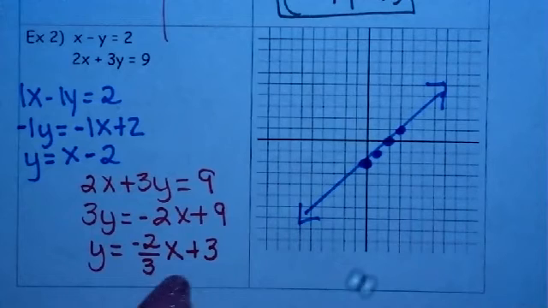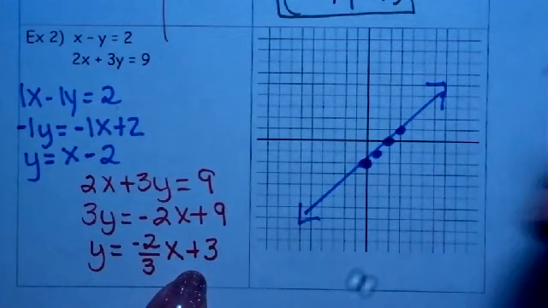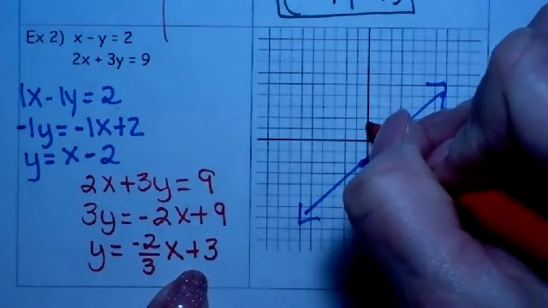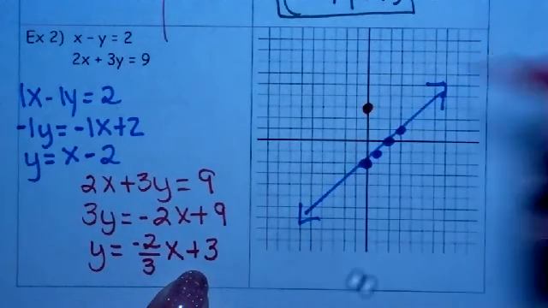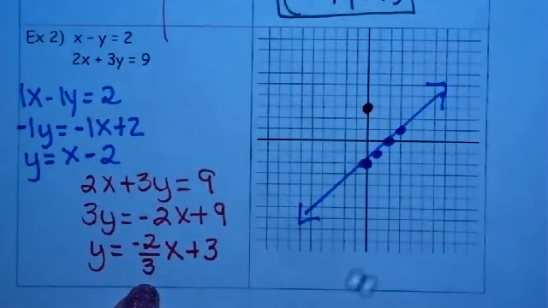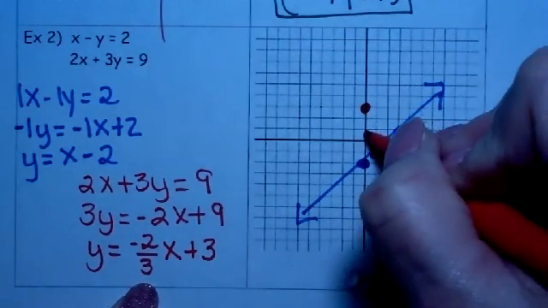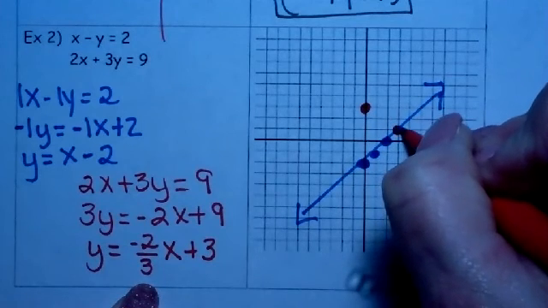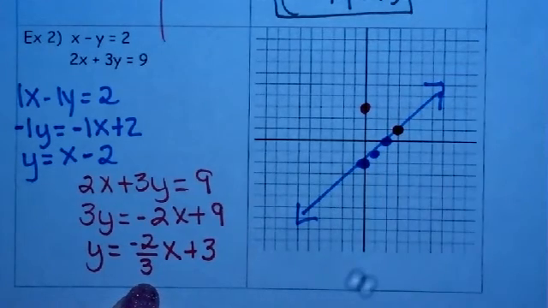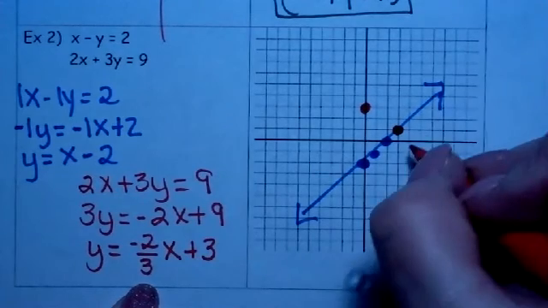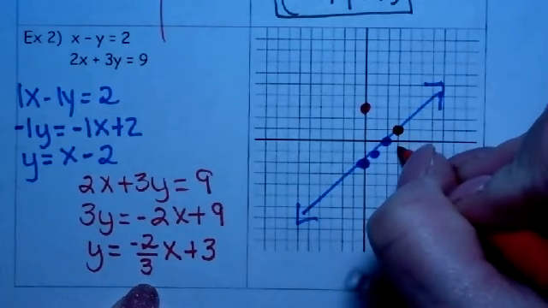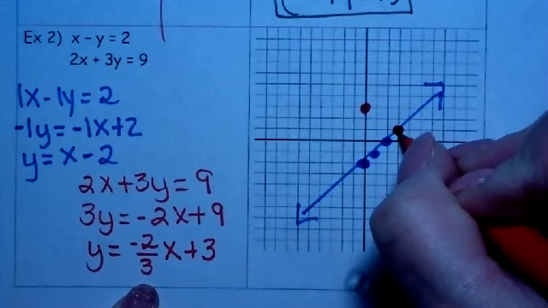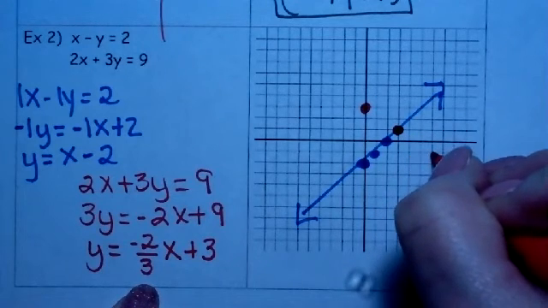Okay, so now when I get ready to graph this line, I'm going to start at +3: 1, 2, 3. My slope is -2/3. That means I'm going down 2, right 3. So when I go down 2 and to the right 3, what do I notice? I landed on that point that's on the other line already. But I'm going to do that one more time so I have a nice, straight, accurate line. So down 2 and right 3.